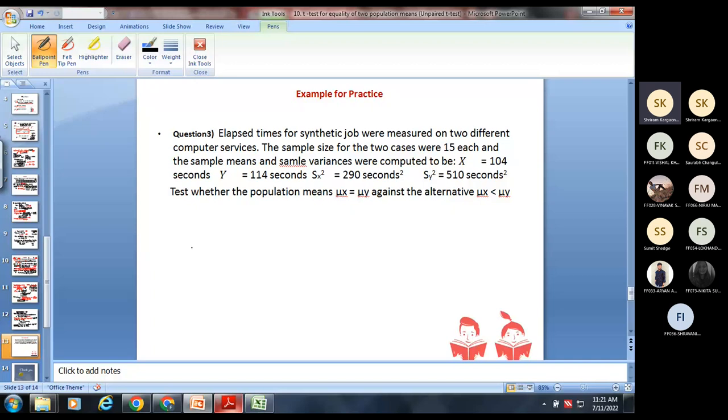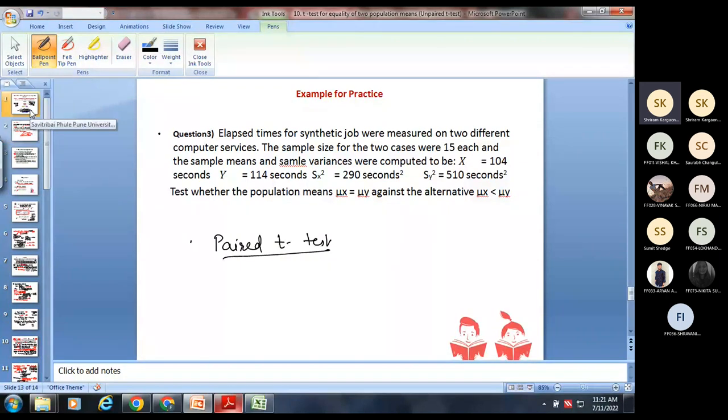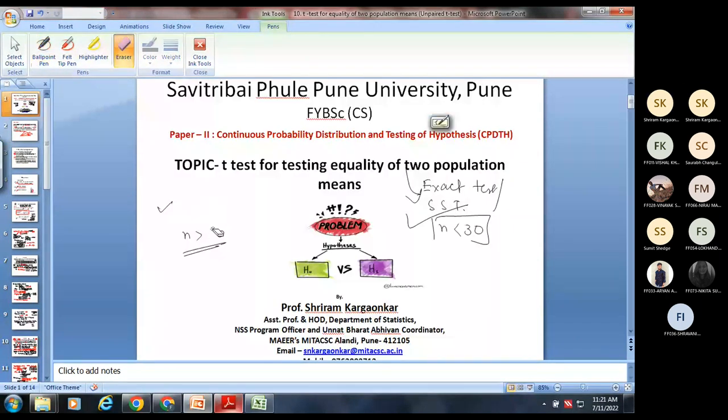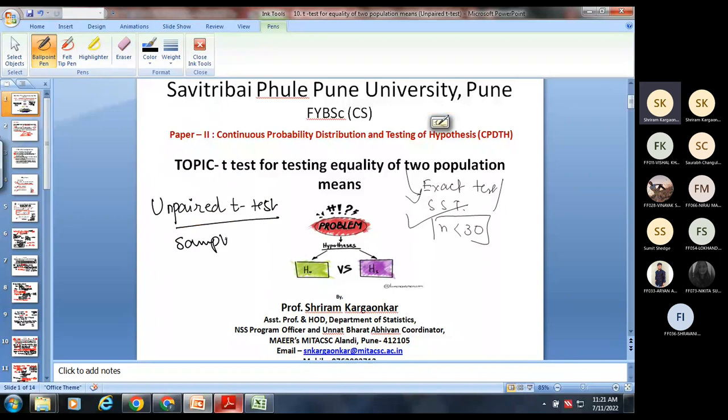In the next lecture we'll see the paired t-test. Now this particular test is also called the unpaired t-test. Here the samples are independent. Samples are independent, please note this. Next time we'll see the paired t-test.